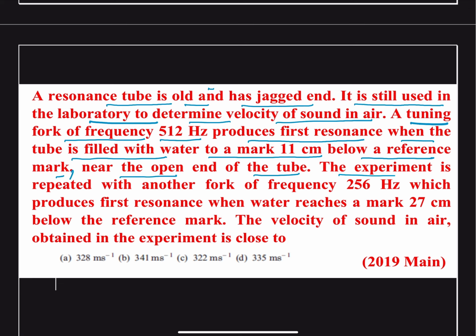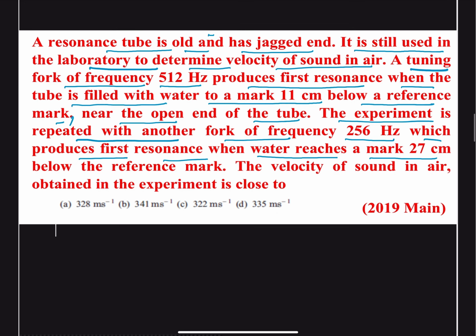The experiment is repeated with another tuning fork of frequency 256 Hz, which produces first resonance when the water mark reaches a mark of 27 cm below the reference mark. The velocity of the sound in the air obtained from the experiment is close to. In this case, we are supposed to find out what will be the velocity of sound in air.